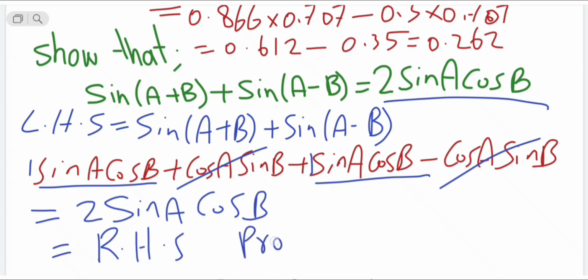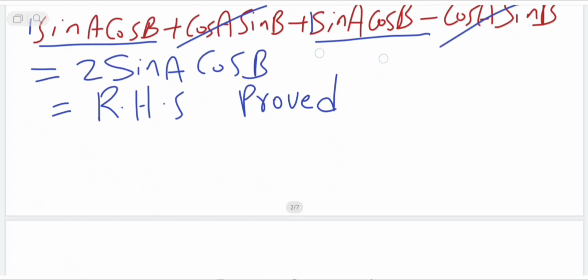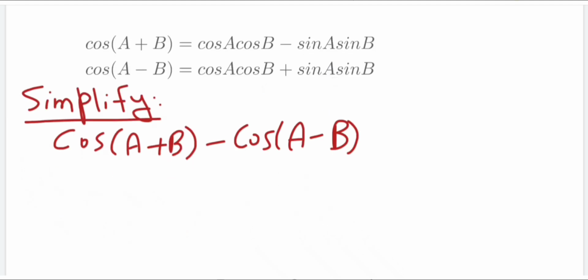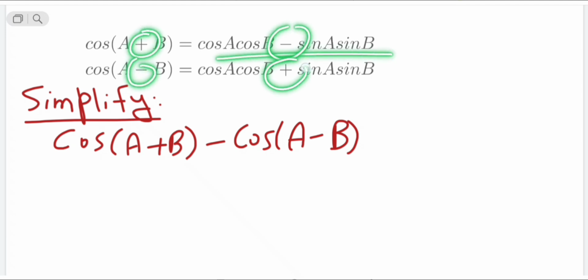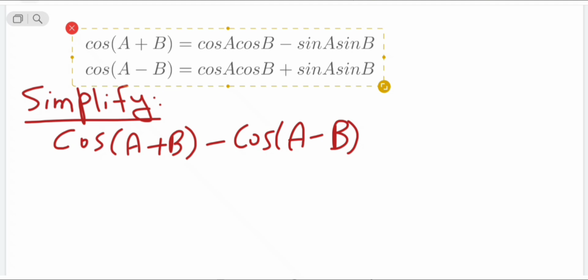So proved. This is the answer. Okay, look at the next question. In the next question, we have cos formulas. Before we learned sine formulas, now there are cos formulas. So cos(A+B) equals cos A cos B minus sin A sin B, because if it is plus there will be minus, if it is minus there will be plus. Both other things are the same: first cos A cos B, then sin A sin B. Let's start applying it to simplify the given question.